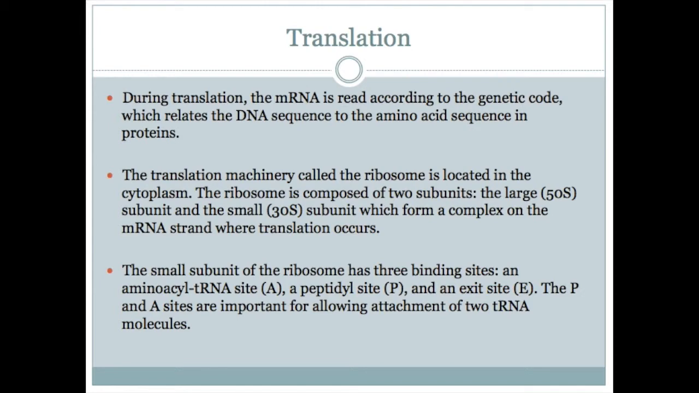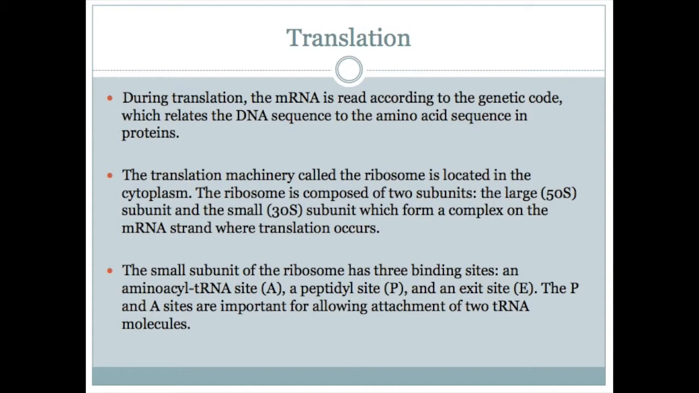Translation. During translation, the mRNA is read according to the genetic code, which relates the DNA sequence to the amino acid sequence in proteins. The translation machinery, called the ribosome, is located in the cytoplasm. The ribosome is composed of two subunits, the large subunit and the small subunit, which form a complex onto the mRNA strand where translation occurs.